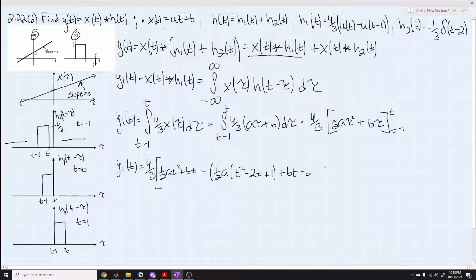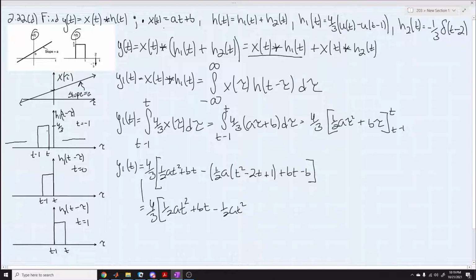And I think we're looking on track. Sorry, just going over everything here. And if we can write this out so that I don't get confused on my signs here. We have 1/2 at squared plus bt minus 1/2 at squared. Let me do it down here because I'm going to run out of room. 4/3 times (1/2 at squared plus bt minus 1/2 at squared).